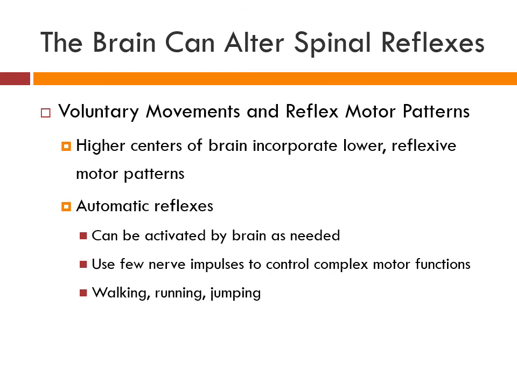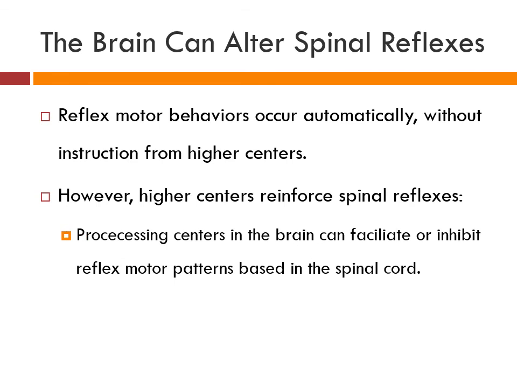Higher centers of the brain incorporate lower reflexive motor patterns. So automatic reflexes can be activated as the brain needs, and can use fewer nerve impulses to control more complex motor functions. So walking, running, and jumping, when we're doing these things, we're utilizing our normal reflexes to make a more complex behavior. Higher centers can reinforce spinal reflexes through facilitating or inhibiting those motor patterns in the spinal cord.